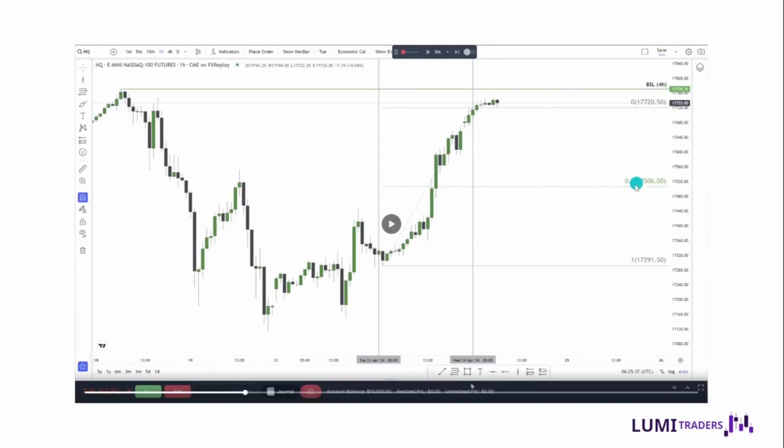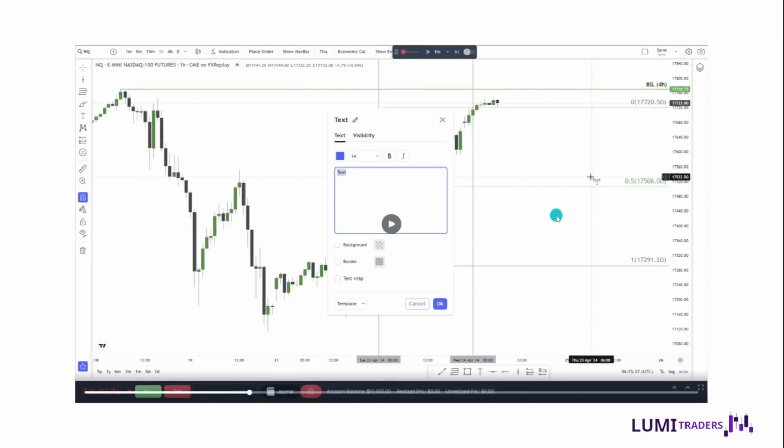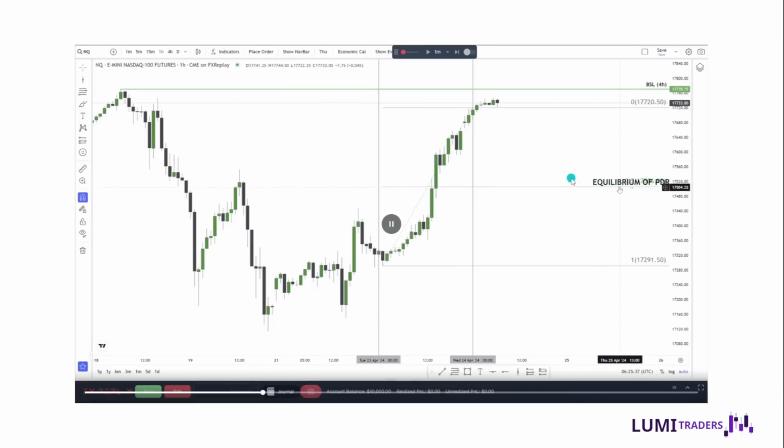Perfect. This one is equilibrium of previous day range. And I see that since 6 a.m., price never traced to this level. So I can consider this level as my possible daily target. Let's see.